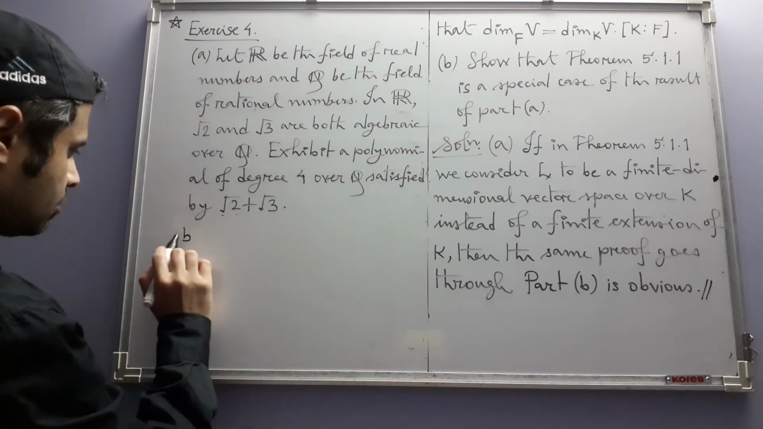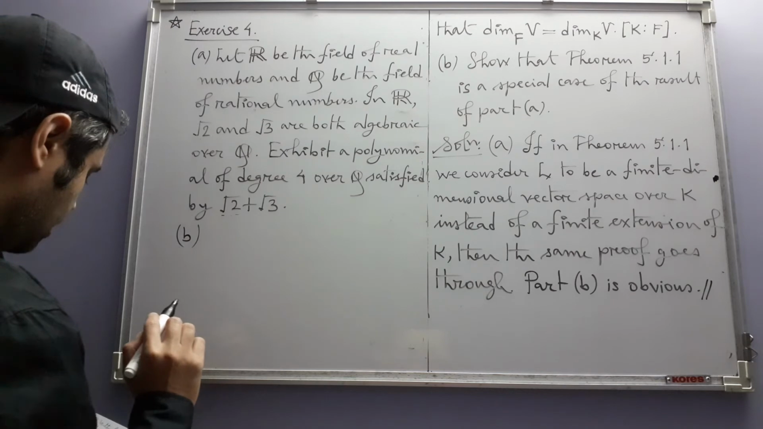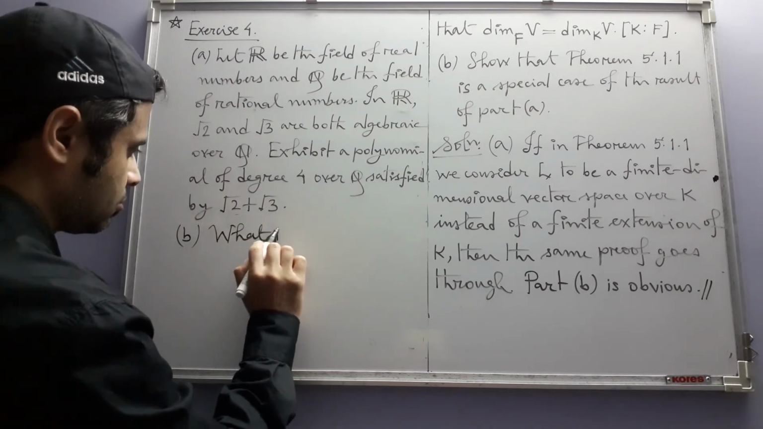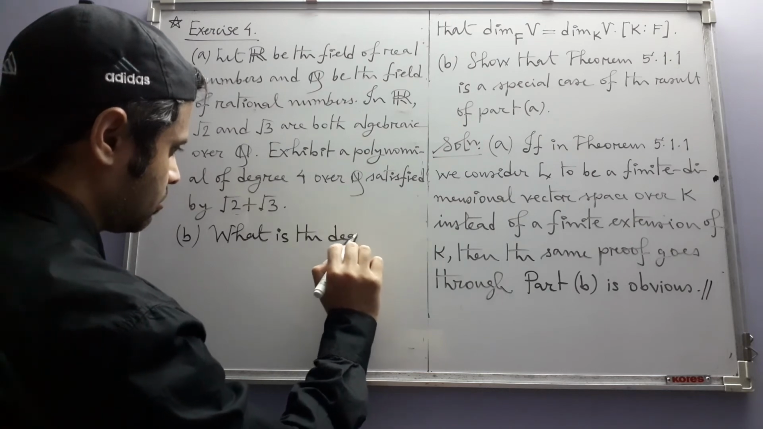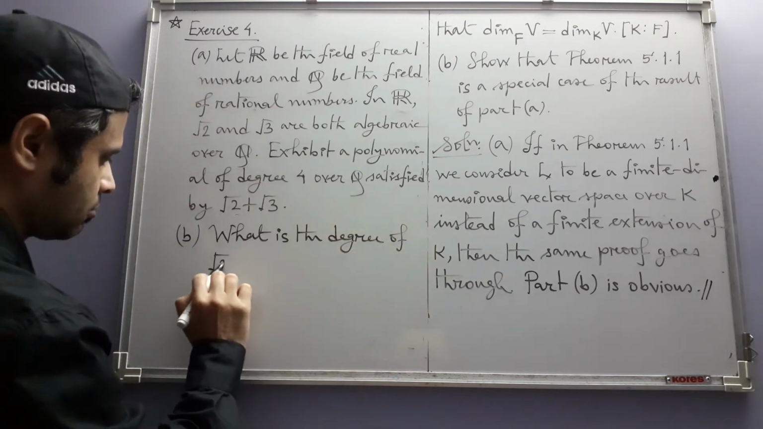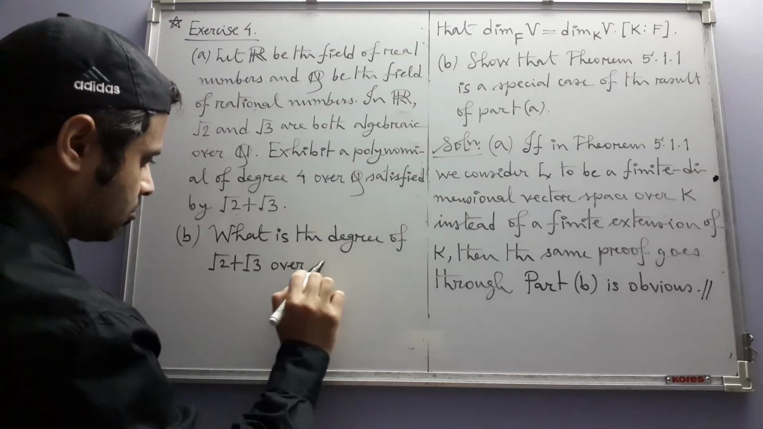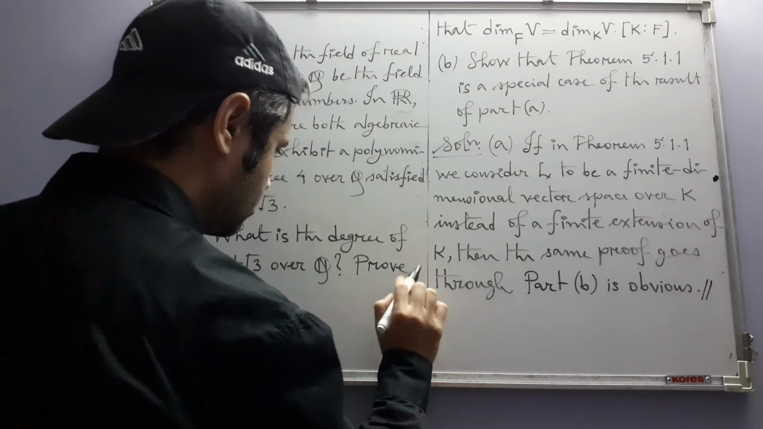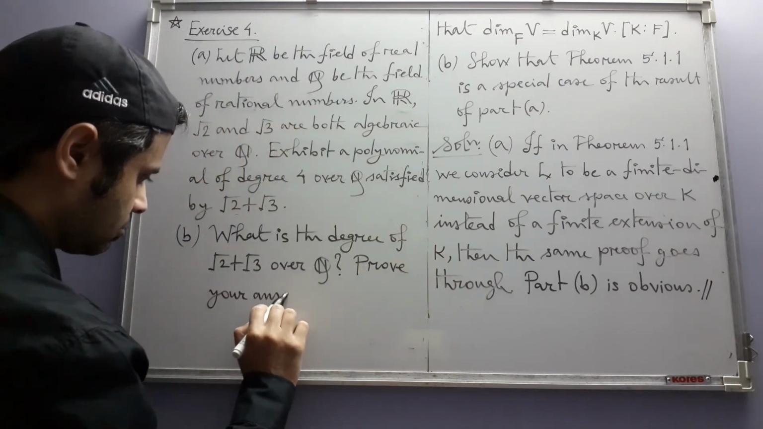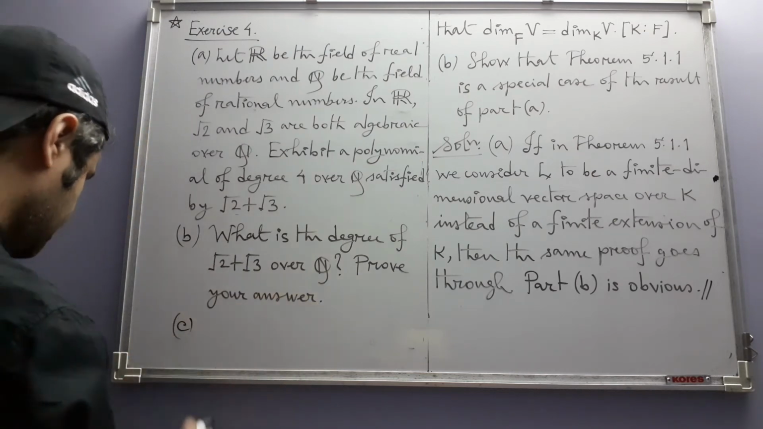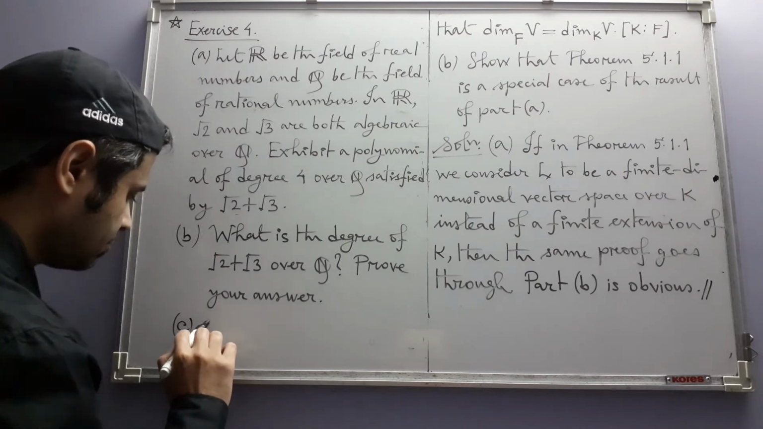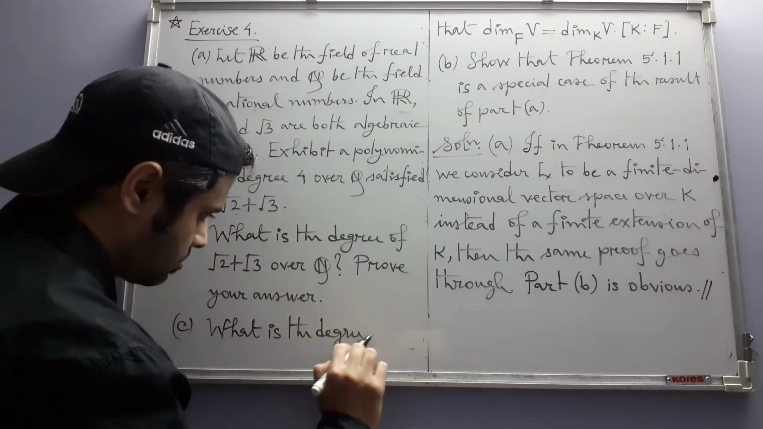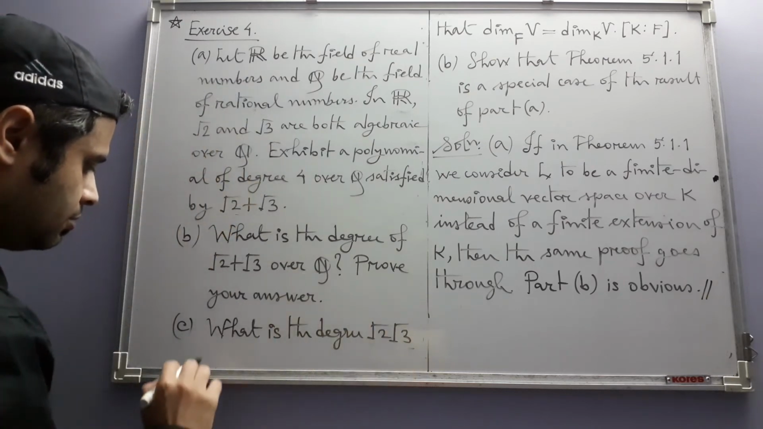Then in the second part, we are being asked what is the degree of root 2 plus root 3, what is the actual degree. Prove your answer. And part C is quite easy. What is the degree of root 2 times root 3 over Q?